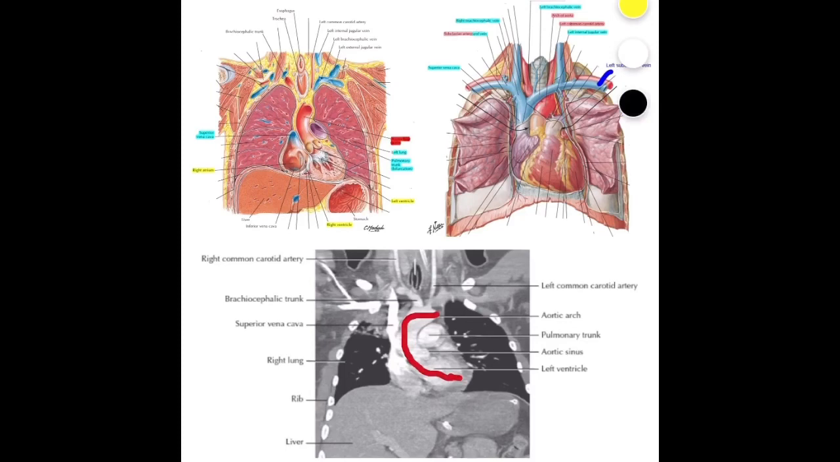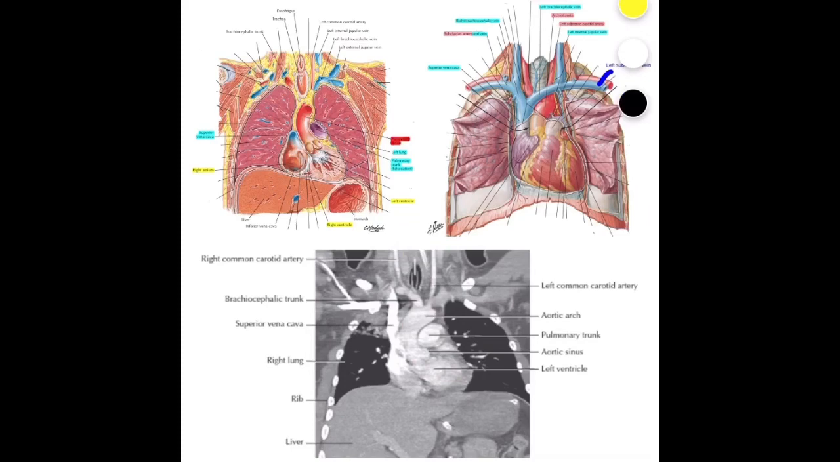Now here also you're not able to see the left subclavian artery, but you can see the left common carotid here going up. Okay, and then this is the brachiocephalic trunk, which then divides into, this is the right common carotid and this is the right subclavian artery. Alright, so we've done the arterial. Now let's do a bit about the venous.